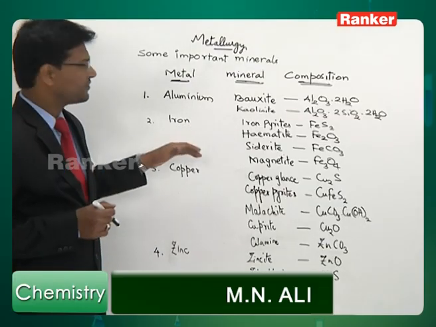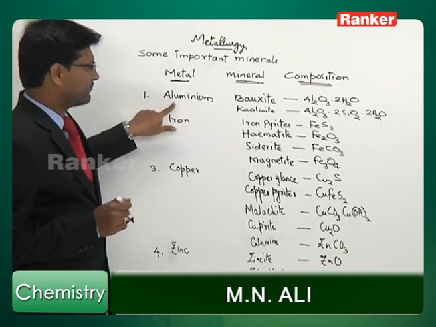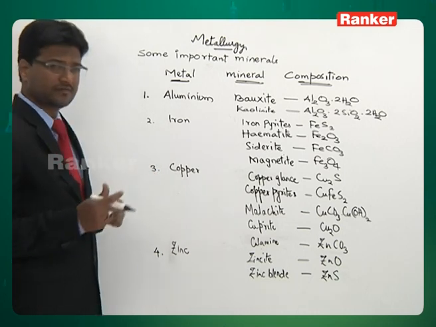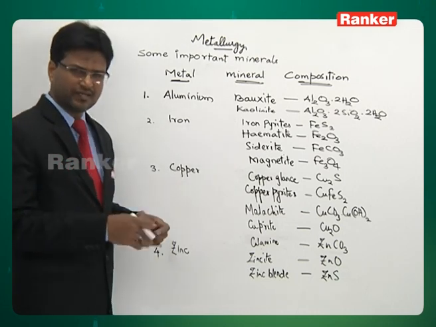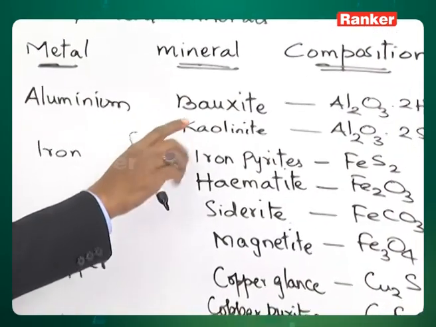Now this is a list of some important minerals. You can see I have given the list of important minerals of aluminium, iron, copper and zinc. More minerals you will learn in the later part of this topic. For aluminium, I have given a list of 2.